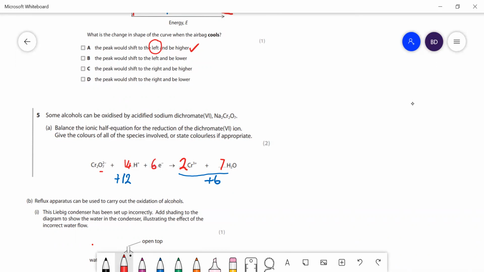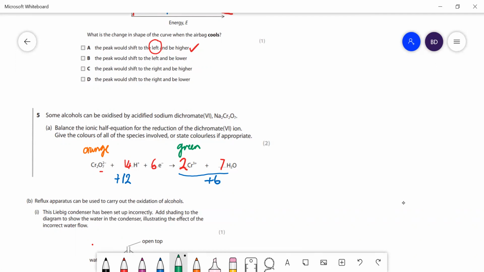That's that. You probably know that equation off by heart anyway because it's a pretty familiar one. Right, colors then. Well, potassium dichromate is orange, and the chromium ion is green. You've got to know that. Everything else is colorless there.